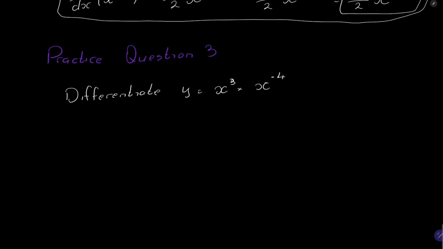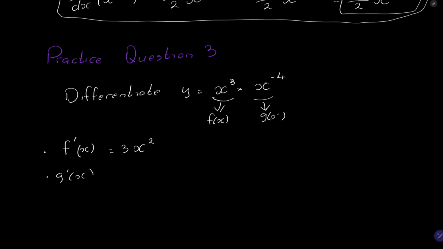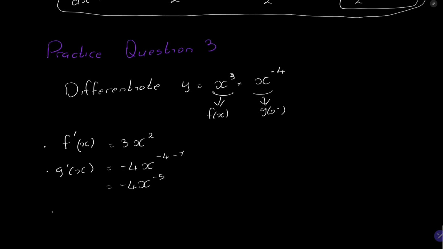So following our first step, it tells us first of all to identify the two different terms. We can identify directly from here our f of x and our g of x. Second step asks us to differentiate our f of x. F prime of x is the same thing as 3x squared. G prime of x is the same thing as negative 4x to the minus 4 minus 1, negative 4x to the negative 5.